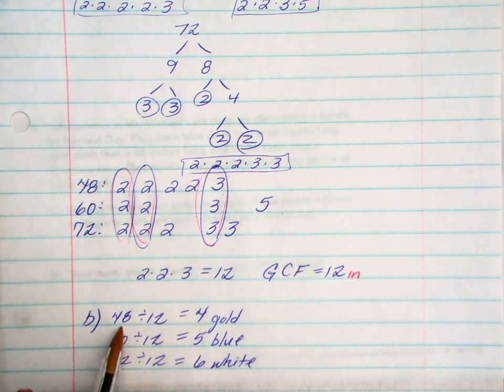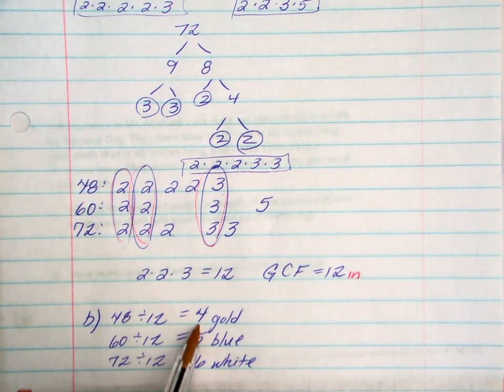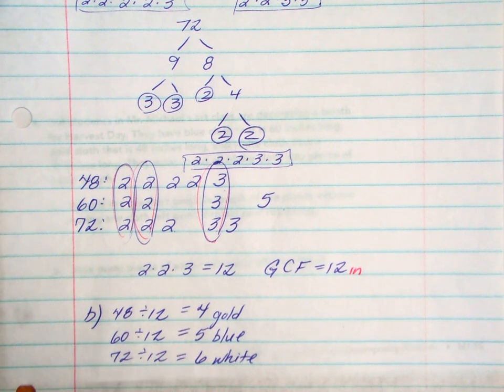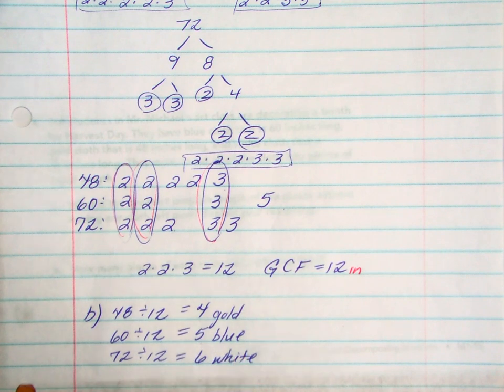So if you take 48 inches and divide it by 12 inches, you're going to get 4 pieces of gold cloth. 60 inches divided by 12 inch pieces, you're going to end up with 5 blue pieces and then 6 white pieces. So this is your answer for B.